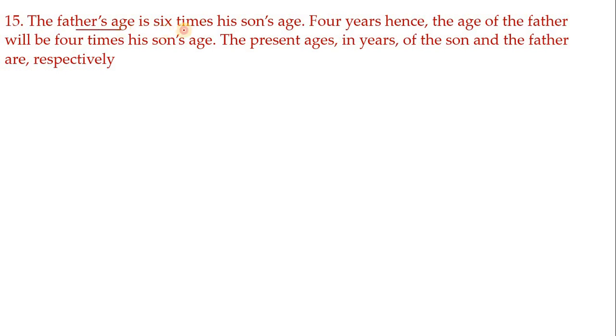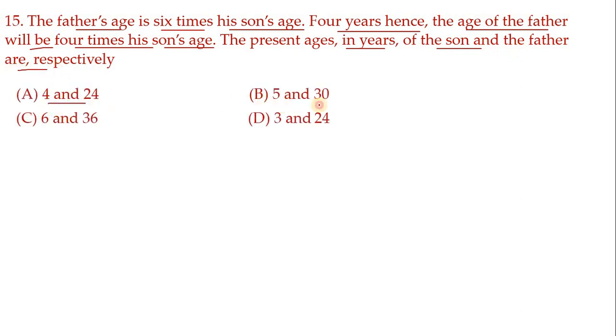The father's age is 6 times his son's age. 4 years hence, the age of father will be 4 times his son's age. The present age in years of son and father are respectively 4 and 24, 5 and 30, 6 and 36, 3 and 24. Children, very simple problem. Understand the problem first. So father's age is 6 times his son's age. So we don't know father's age and son's age.